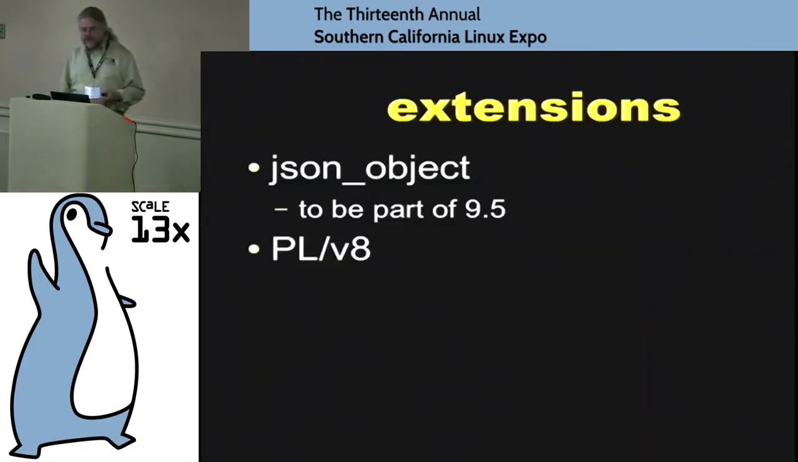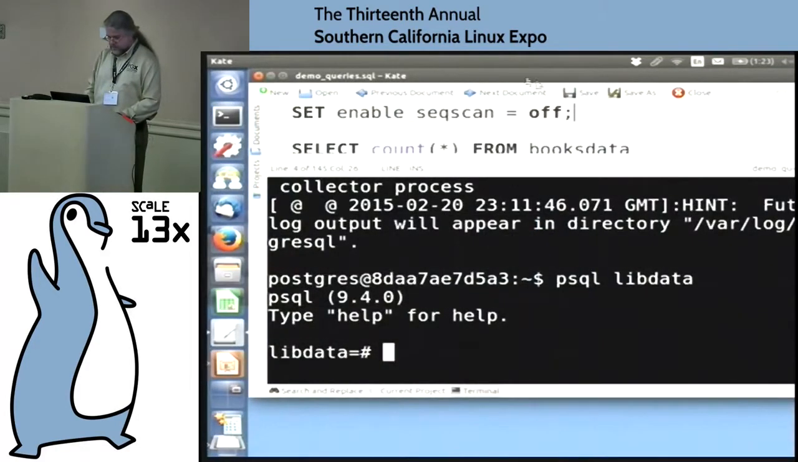There's a couple of extensions before I get to the demo that you'll also be interested in. The JSON object extension contains a bunch of extra functions and stuff that will be part of 9.5 that just didn't make it in time for 9.4. And of course the PLv8 JavaScript language for Postgres allows you to manipulate stuff. But first, let's do some demos, hey?